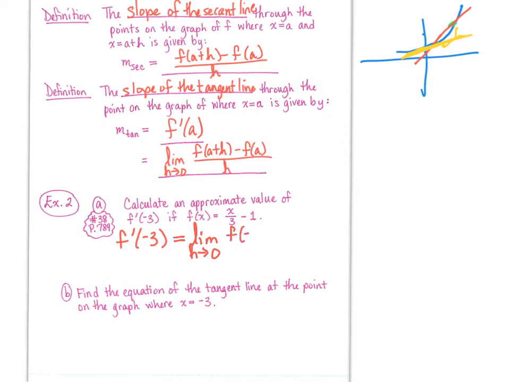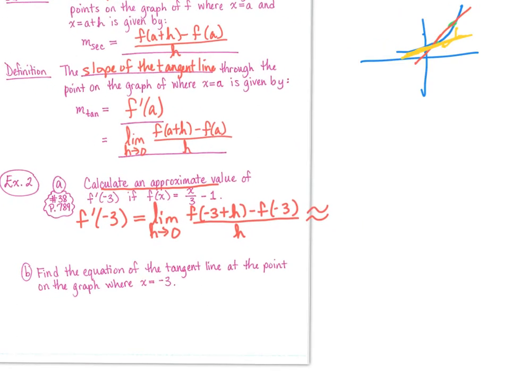f of -3 plus h minus f of -3 all over h. So what I'm going to do is choose a value of h really, really close to 0, because that's what we're doing here, right? Are you with me? Okay, since we're calculating an approximate value, this is going to be approximately, wavy equals means approximately, f of -3 plus 0.0001, just choosing a value close to 0, minus f of -3 all over 0.0001.